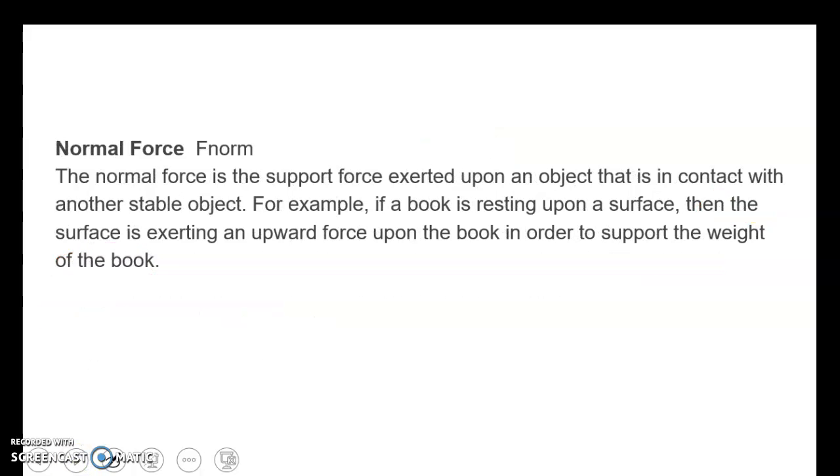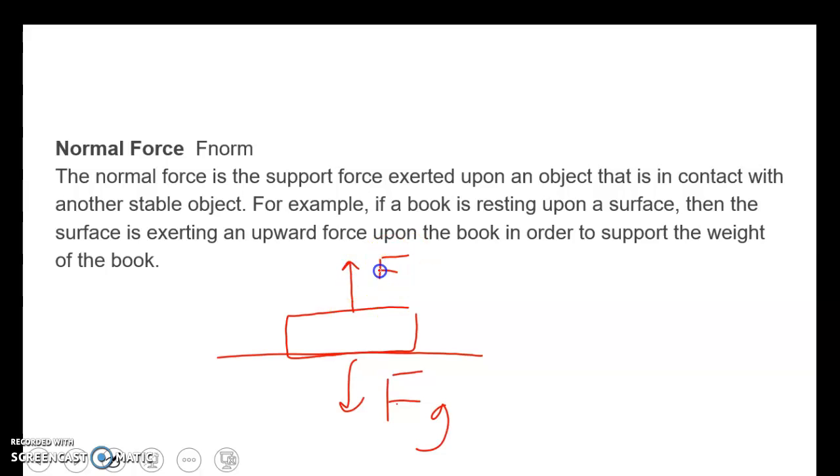Normal force. The normal force is the support force of an object that is in contact with another object that is not moving. So, like for our book on the table, you got gravity pulling it downward. But it's not falling downward because the table's pushing right back up with an equal and opposite force. That is our N, normal force. Force normal is what goes against that. And a lot of times normal force will go against gravity of a stationary object.